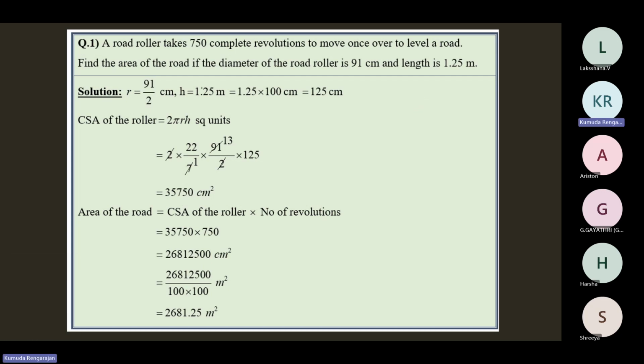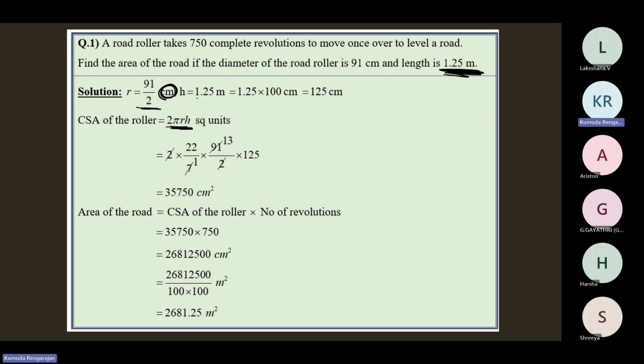So we start with finding the CSA of the road roller. It's cylindrical, so CSA is 2 pi RH. The radius is given. The diameter is 91 centimeters, so radius is 91 by 2. The diameter or radius is in centimeter, but the length of the cylinder is given in meters. So convert that also to centimeter.